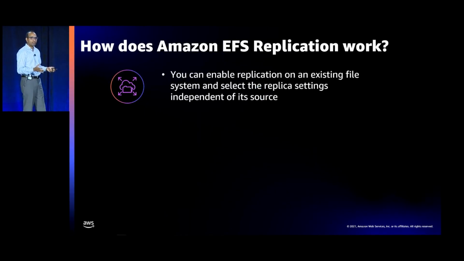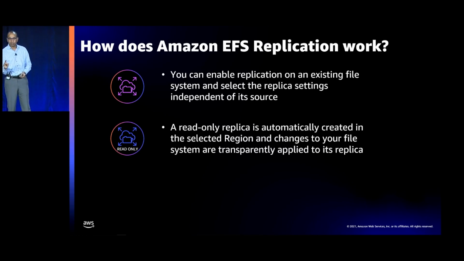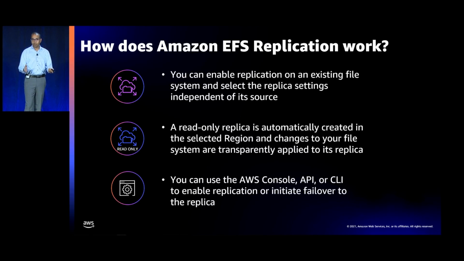Okay, so how does EFS Replication work? You can enable EFS Replication on any existing EFS file system. And when you configure your EFS Replication, a read-only replica is automatically created for you in the selected region, and the changes of your file system are transparently and continuously applied from your source file system to your destination file system. You can configure your destination file system settings like provisioned throughput and mount targets independent of the source file system as well. You can use the AWS console, the API, or the CLI to enable your replication, and you can also initiate your failover to the replica.